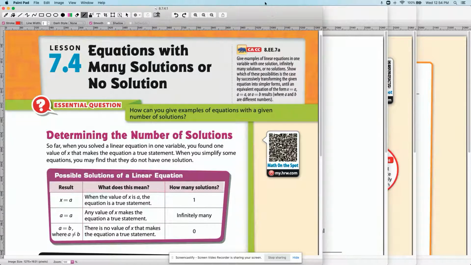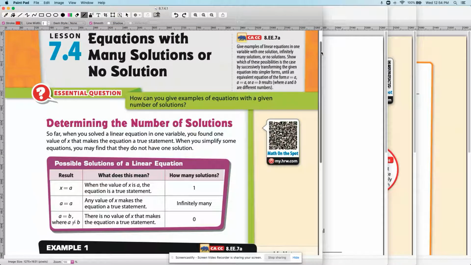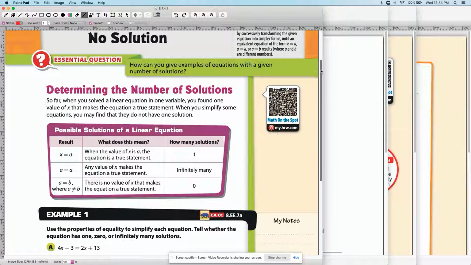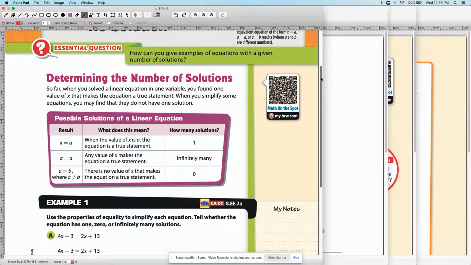Lesson 4 of module 7, and it's called Equations with Many Solutions or No Solution. So let's just take a look at what we're going to be talking about here. We've been talking about solving equations and inequalities in the last couple of modules. And today we're going to look at an equation and determine the number of solutions.